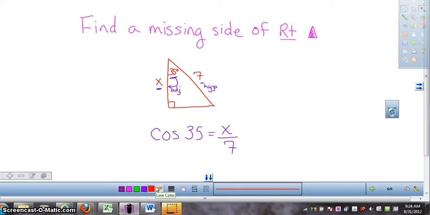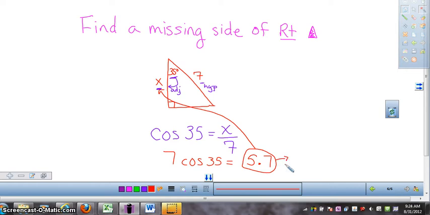How do I solve that algebraically? You have to multiply 7 times the cosine of 35, and that gives you, we'll just go to the nearest tenth, 5.7 for x. And then I want you, every time you solve one of these, to think, is this a good answer? Yes, it's a good answer, because it should be smaller than 7. If you get something bigger than 7, that doesn't work. The hypotenuse is always, always, always the biggest side of a right triangle.